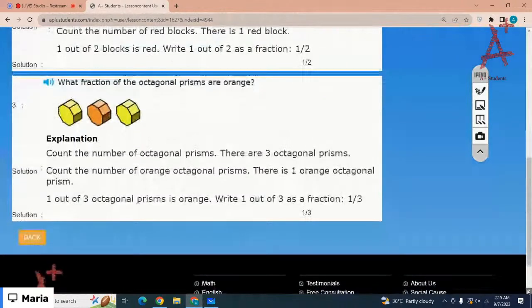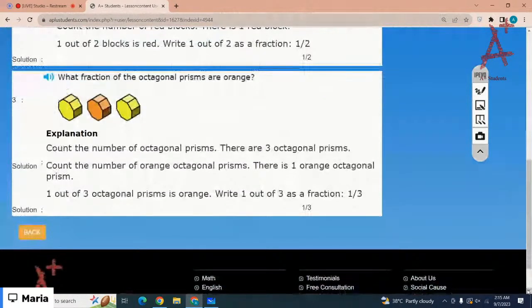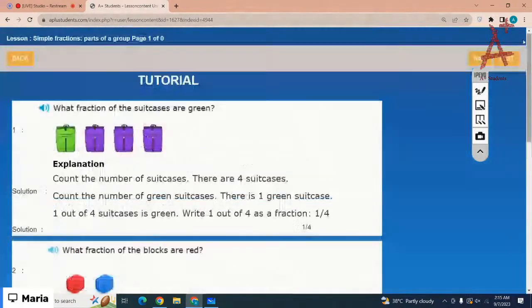Okay, the next one is what fraction of the octagonal prisms are orange? So, which is the correct option? You have 3 prisms, and out of 3, just one is orange. So it would be 1 out of 3, right? Let's start with the practice questions.